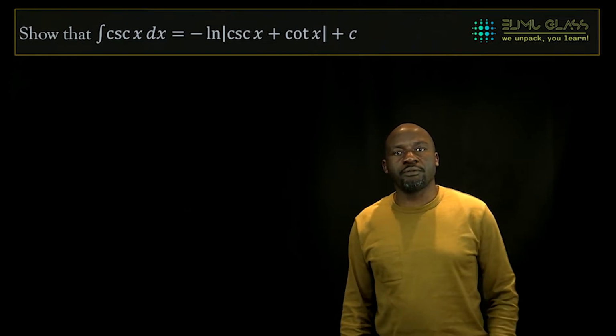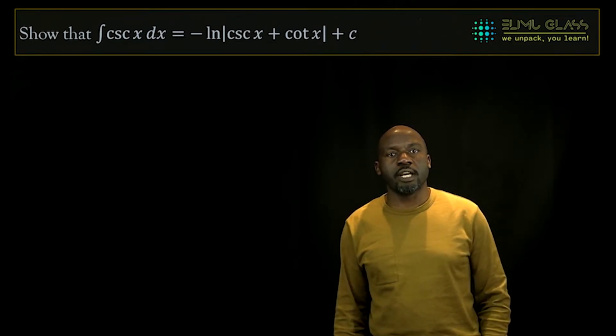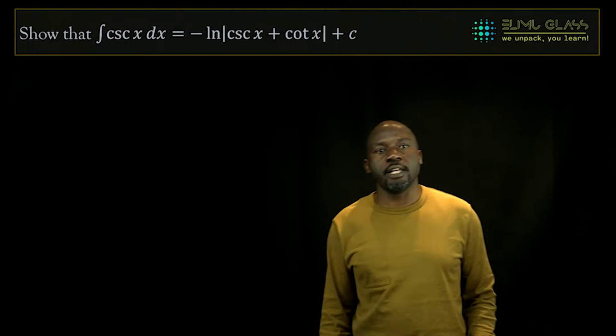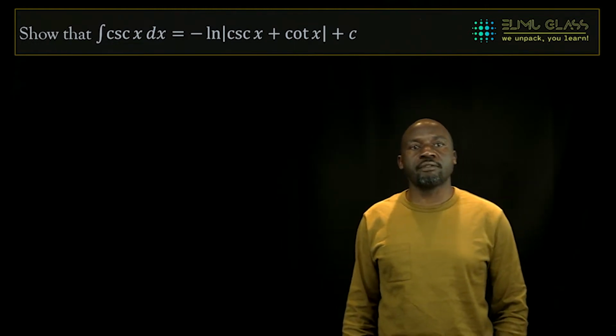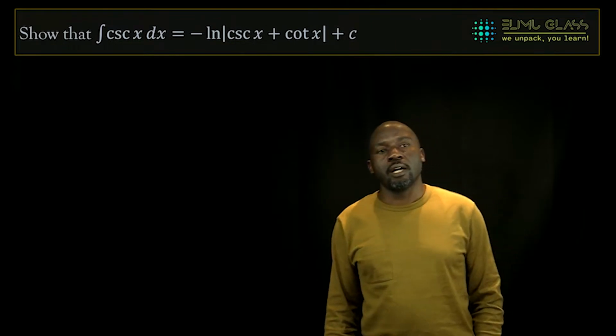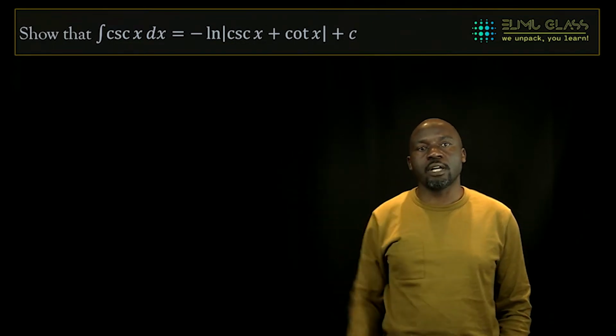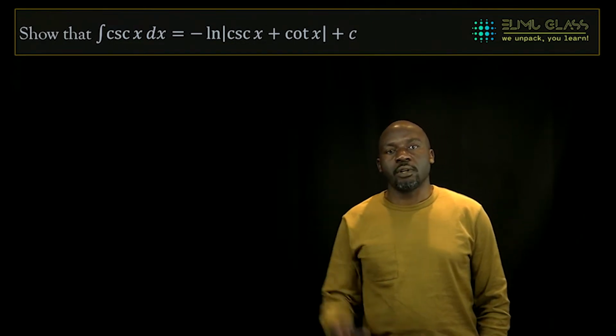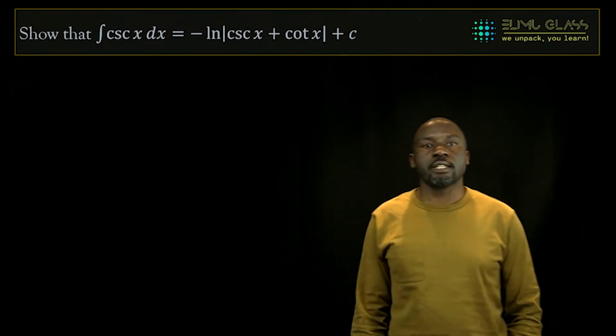Welcome back. In this video we want to show that the integral of cosec x dx is equal to the negative ln of cosec x plus cot x plus c. So the expression shown there. So let's show that this is the case.